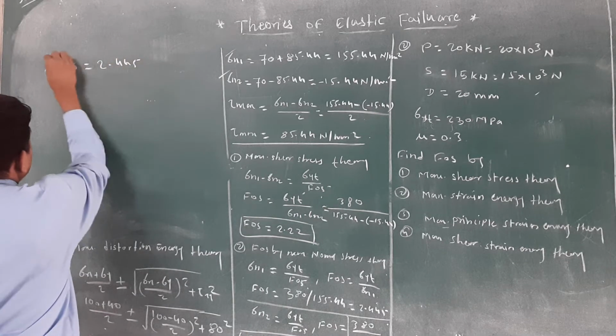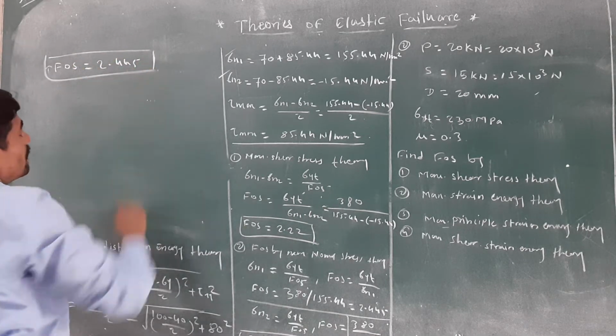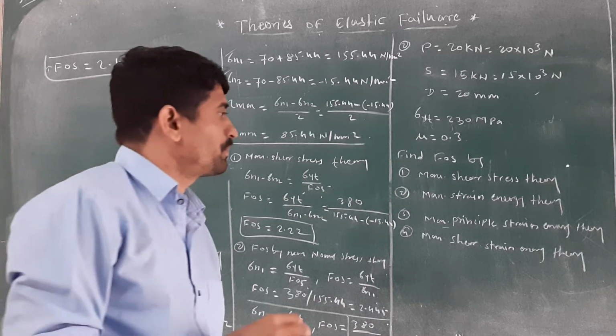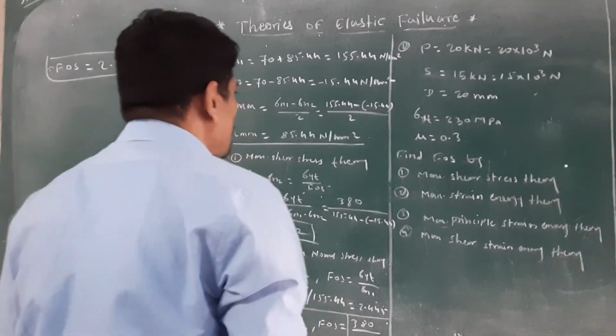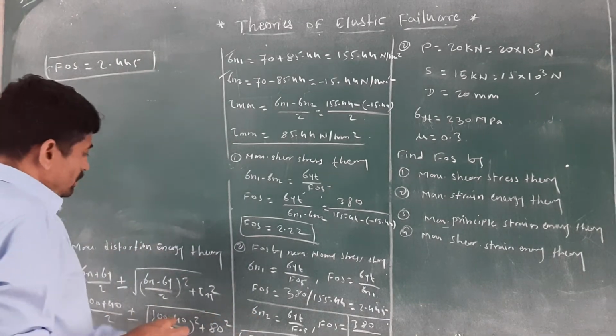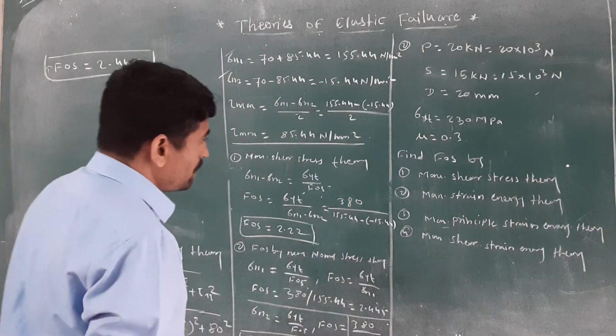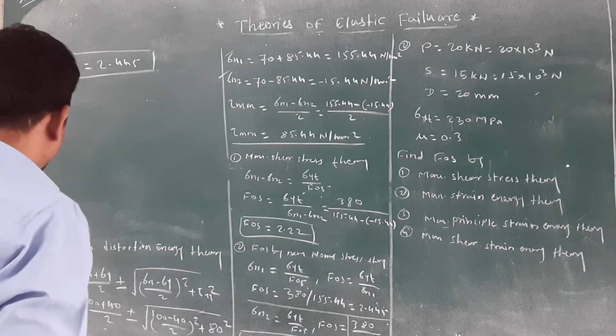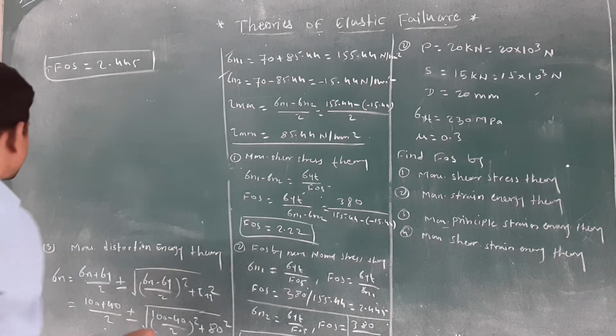Okay, all of you getting the reason? We will consider the tension value. According to the normal stress theory, material will fail due to the tension, not compression. Negative value is there. And last is the maximum distortion energy theory.